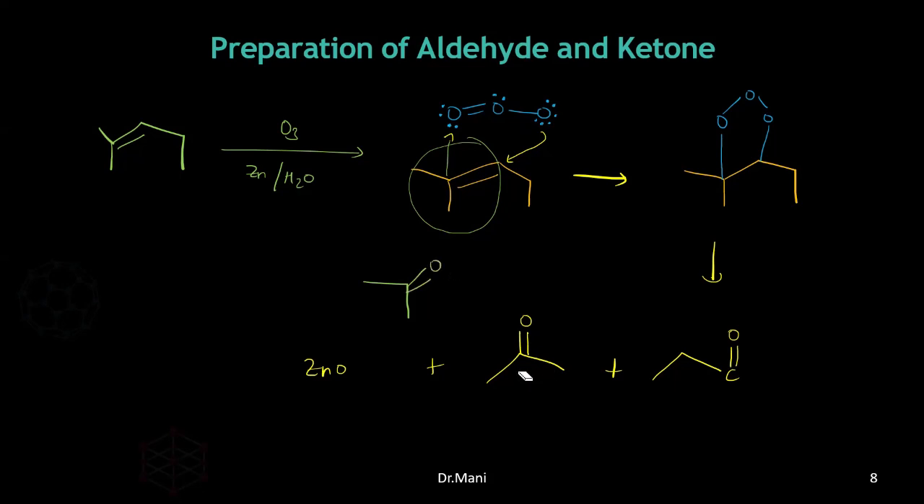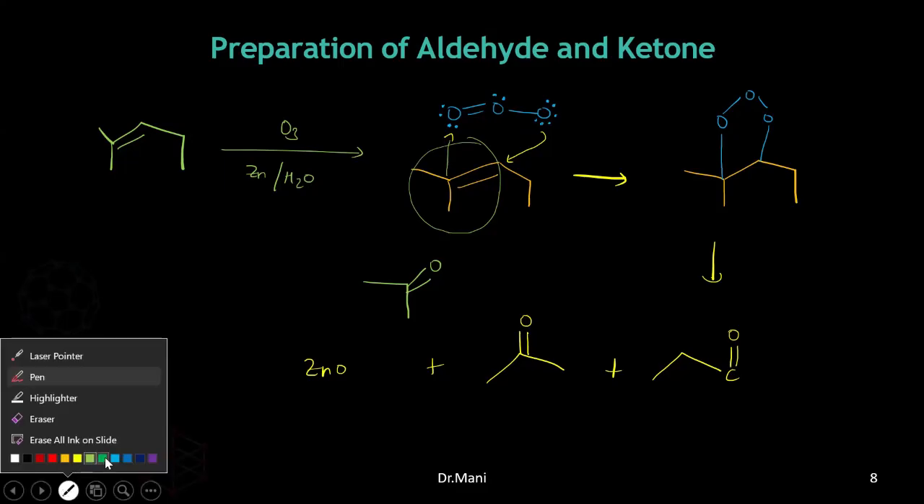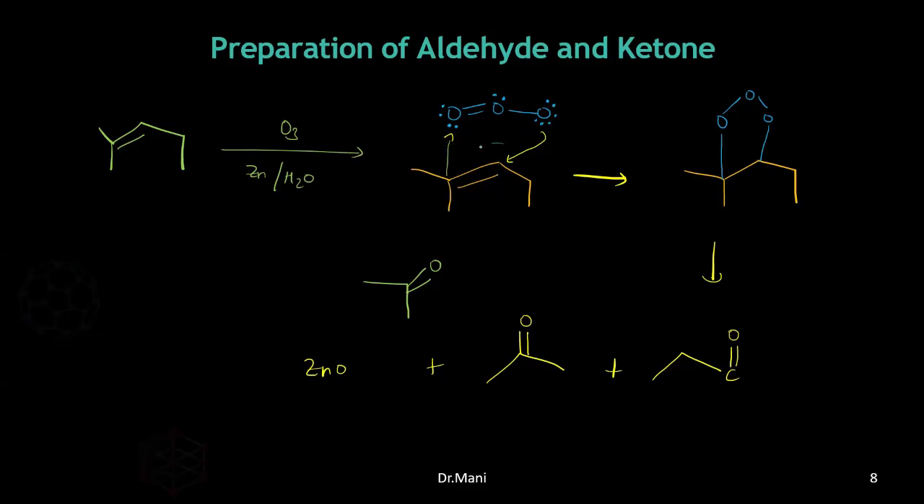And you see this structure. You see this structure now. So this has converted into this. So whatever this is there, it has converted into the aldehyde. Okay, so this is the ketone and this is the aldehyde. And this is the intermediate, which is ozonide. Understood?